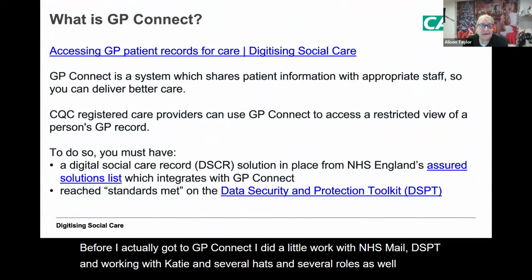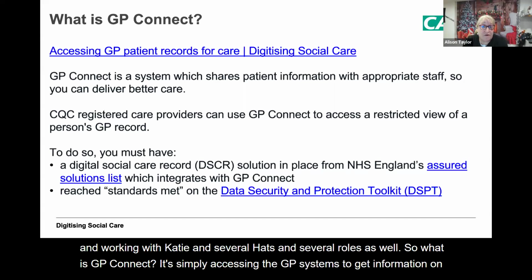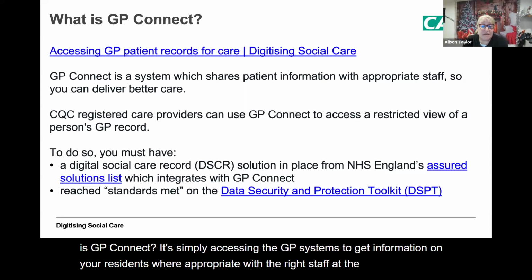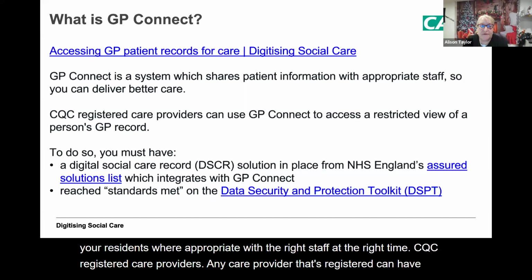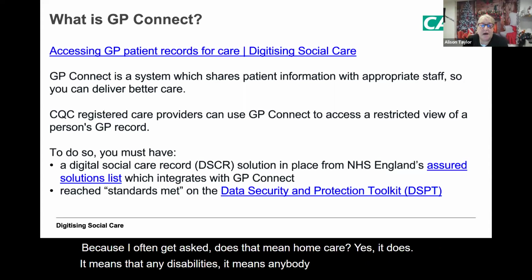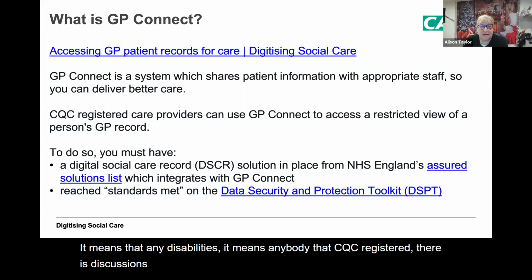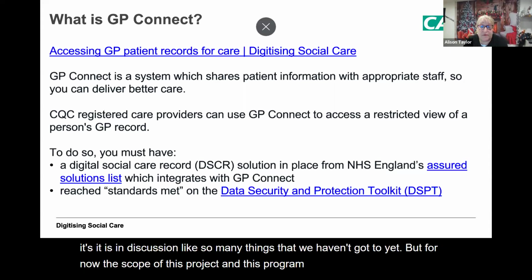So what is GP Connect? It's simply accessing the GP systems to get information on your residents, where appropriate, with the right staff at the right time. CQC registered care providers, any care provider that's registered, can have access, because I often get asked, does that mean home care? Yes, it does. It means learning disabilities. It means anybody that's CQC registered. There are discussions around non-CQC registered, but that's for the future, because it is in discussion, like so many things that we haven't got to yet. But for now, the scope of this project and this program is for all CQC registered providers.